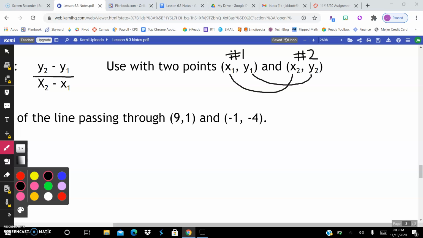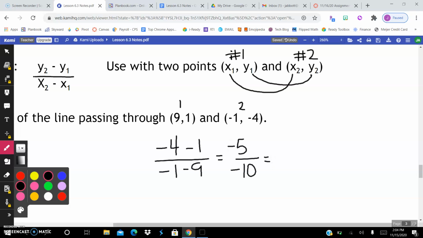So for this one, these will be my 1s and these will be my 2s. So y out of my second point is -4, minus y out of the first point is 1, and then x out of my second point is -1, minus x out of my first is 9. So simplify, I have -5 on the top, and I have -10 on the bottom. 2 negatives make a positive, and 5 over 10 would reduce to 1/2. So my slope is 1/2 on that line.